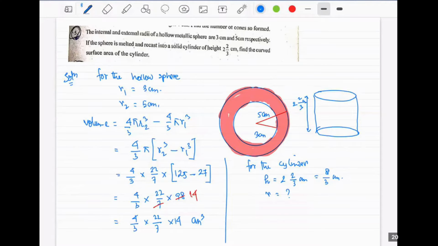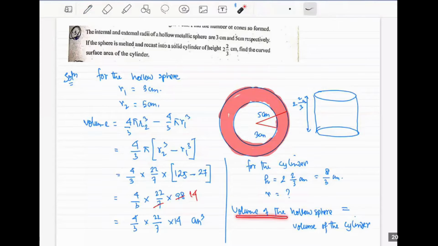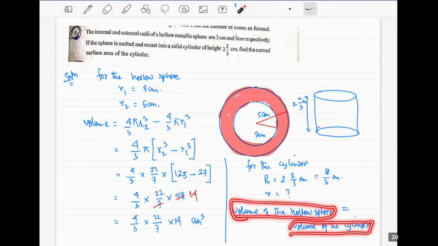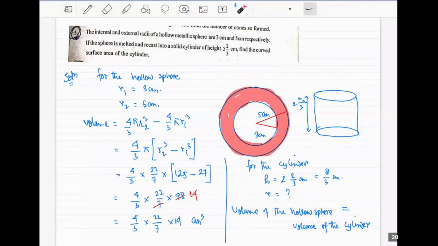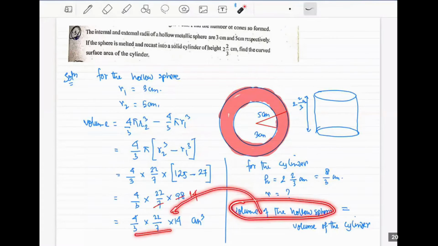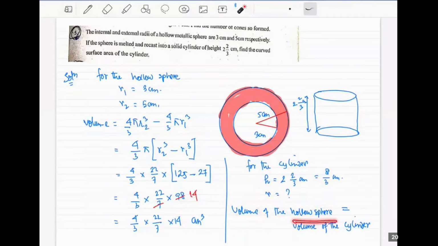Now what is according to the question? According to the question, we will have the volume of the hollow sphere equal to the volume of the cylinder. Okay, we will put in the formula here. For this one, we will put in the exact value of the volume of the hollow sphere, which we have already found out here. Volume of the cylinder, we will use pi r square h.